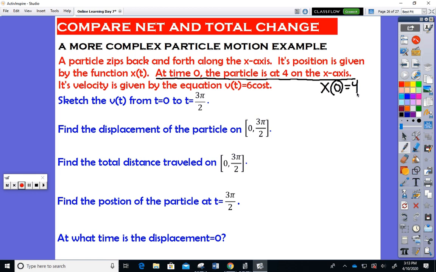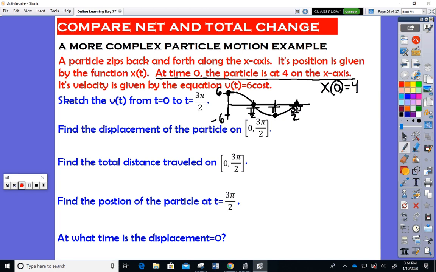All right, let me do that really quickly. So I've got pi over 2, pi, 3 pi over 2. 6 cosine t is going to put my amplitude at 6. So my maxes and mins are going to be at 6 and negative 6. I know a cosine wave starts at its max, goes to the axis, goes to the min, and goes back to the axis. Okay? So there's my graph.